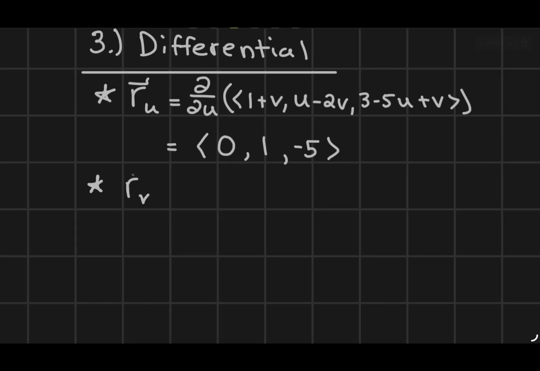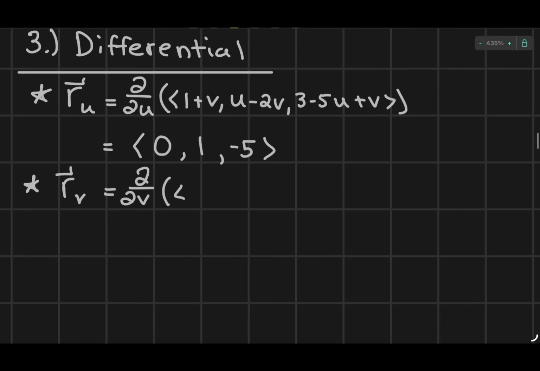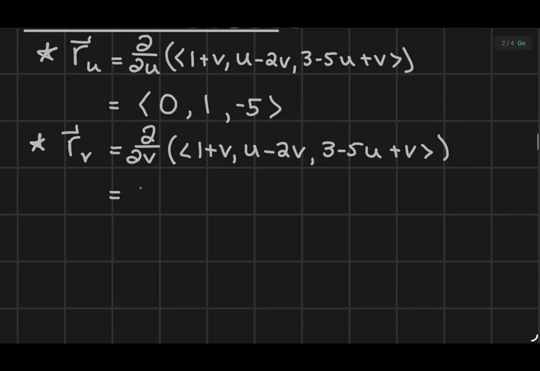Similarly, the process for our r sub v is going to be the partial with respect to v of our parameterized surface. 1 plus v, u minus 2v, 3 minus 5u plus v. For our x component, we are going to have 1 plus v. Taking the derivative there, with respect to v, that 1 is going to be a constant, therefore it's 0. And then we're going to be taking the derivative of v with respect to v, that's just going to be 1.